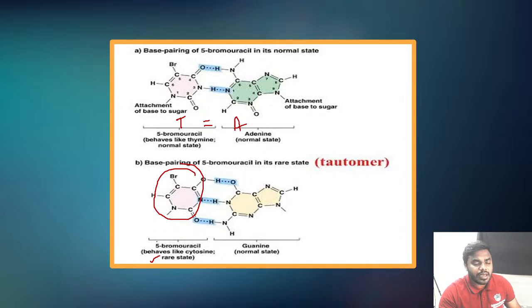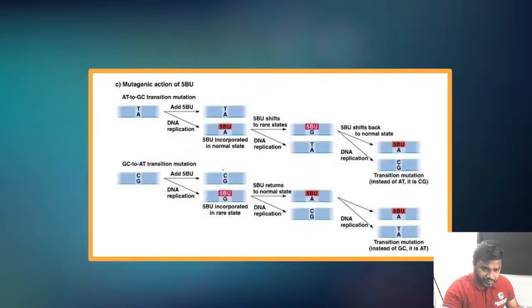Originally, friends, 5-bromouracil behaves like a thymine, and thymine pairs with the adenine. But what is happening now? 5-bromouracil is not behaving like a thymine, friends. It's behaving like a cytosine. Then cytosine is basically paired with what, friends? Guanine. The entire base transition was changed. I can say, friends, this is also one of the very dangerous mutations. Please kindly do not get confused with this also.